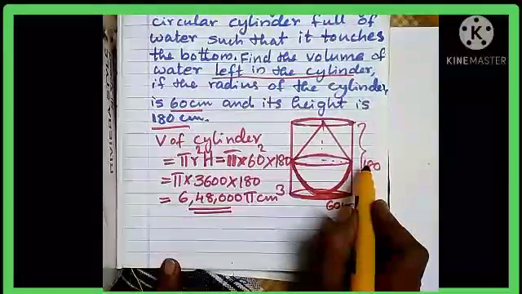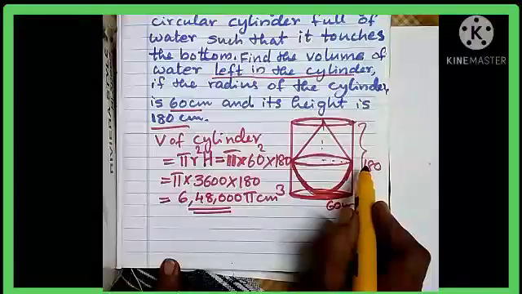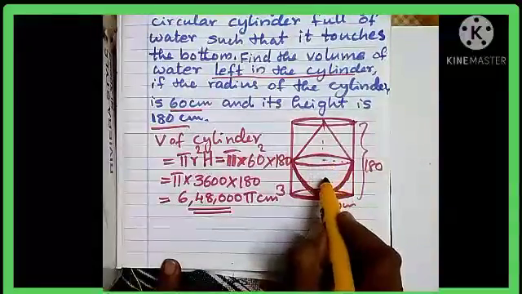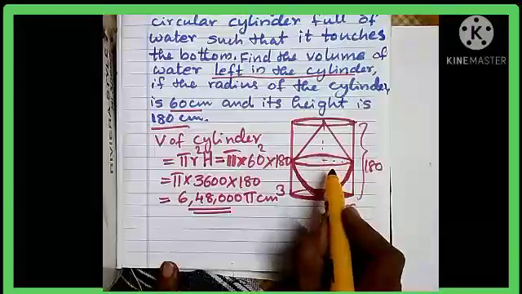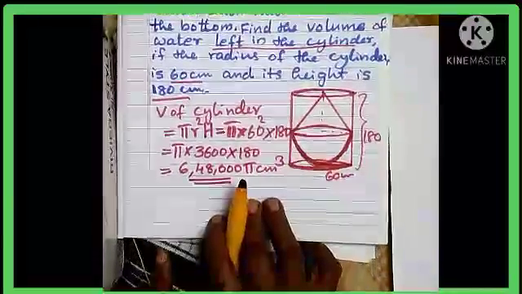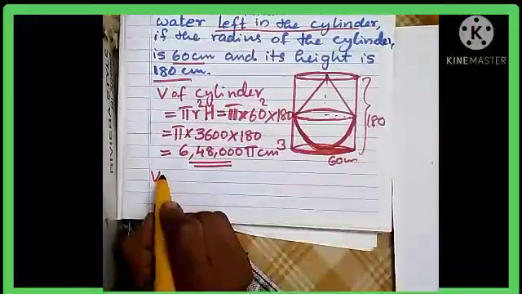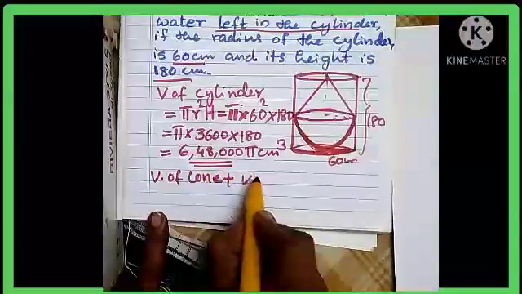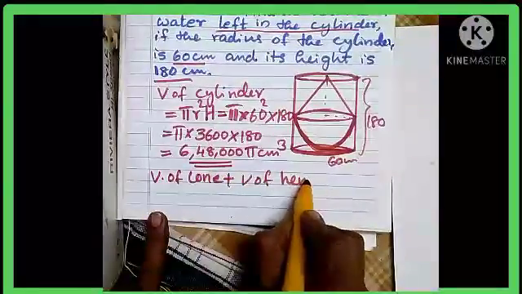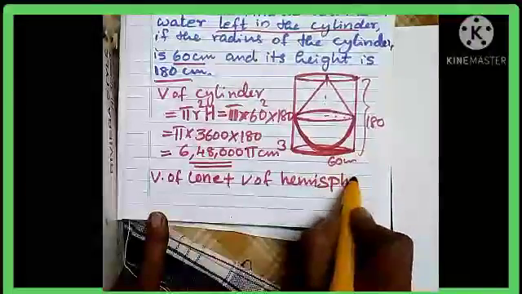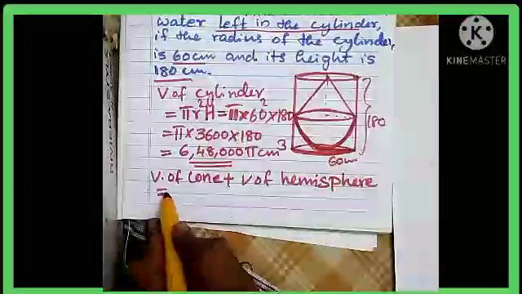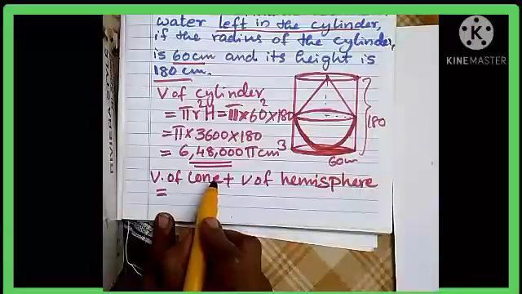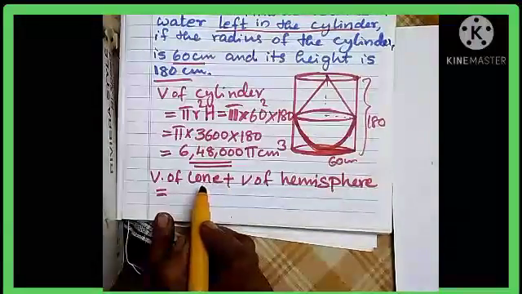The volume of water flowing out is the same as the sum of the volumes of hemisphere and cone. Understand? So we need to find that, the volume of cone plus volume of hemisphere. What is the formula for finding the volume of cone? 1 by 3 pi r square h.